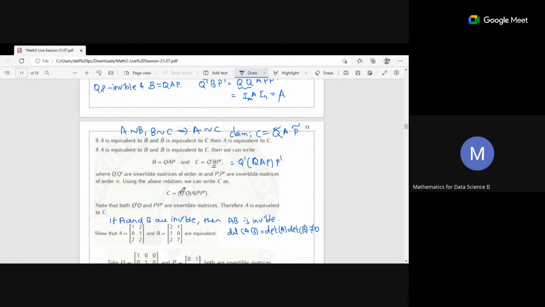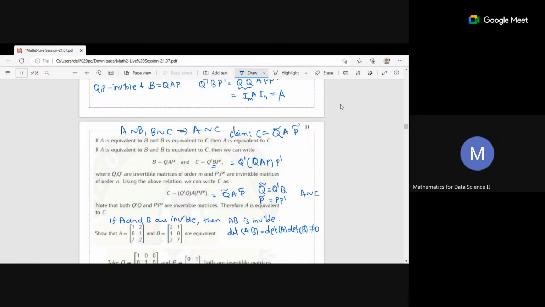So you can now call this Q dash Q as Q tilde, and P dash as P tilde, with A in between. Your Q tilde is just Q dash Q, which is invertible. P tilde is P dash, which is also invertible. So we have found invertible matrices Q tilde and P tilde such that C is equal to Q tilde A P tilde. So finally we proved that A is equivalent to C.